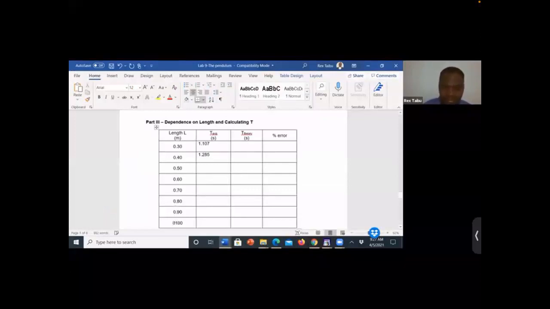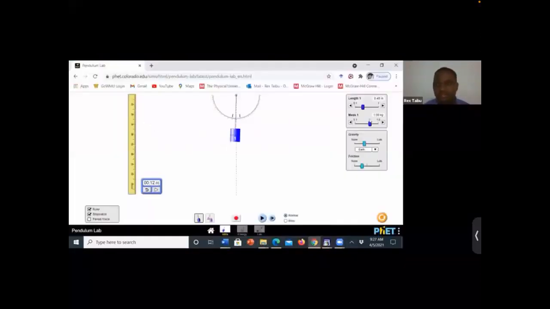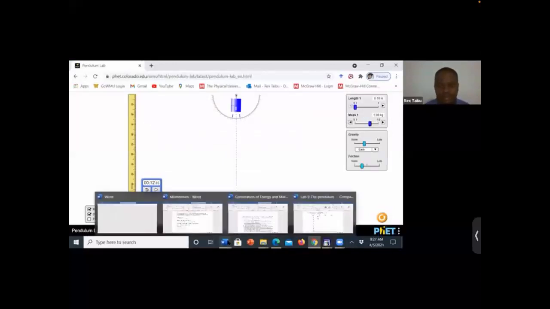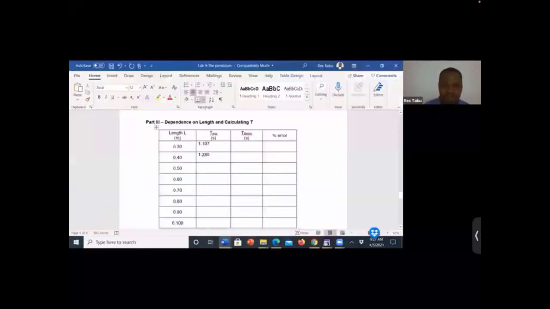Okay, 1 meter, 1.0 meter. So what did I do? Oh, that one must be 1.0. All right, so you have the length in meters, and you go ahead and find your T theory.